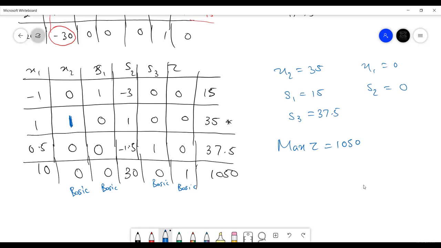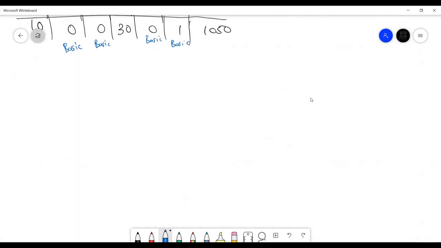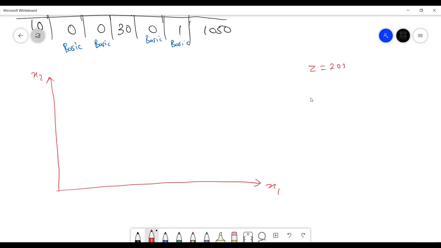Now they are asking us to analyze this graphically. To analyze this graphically, you have to draw these conditions and the maximum curve in the graph, for x1 and x2. What are the conditions? That is Z equal to 20 x1 plus 30 x2. So this is the maximum one.